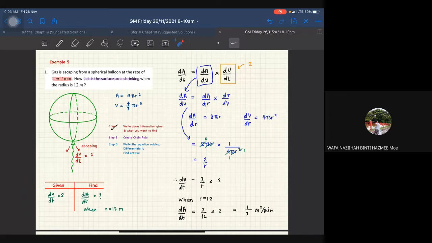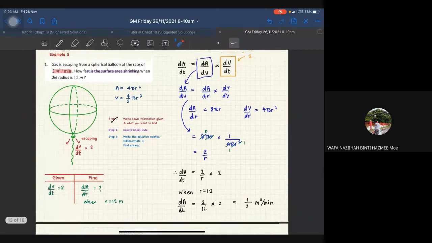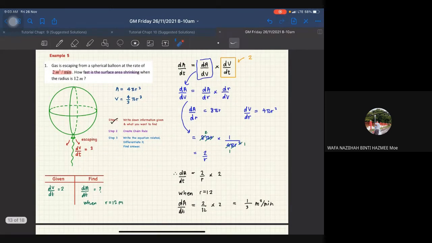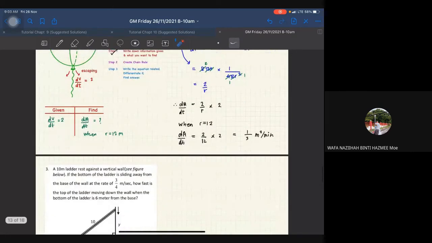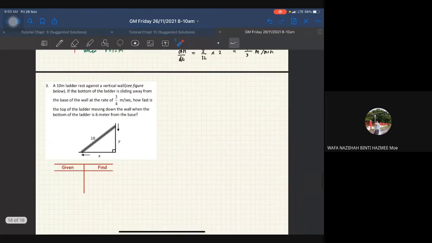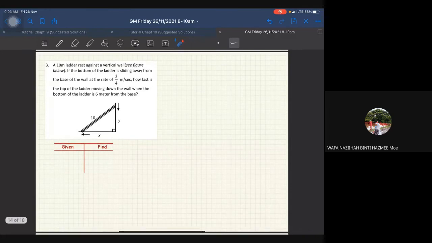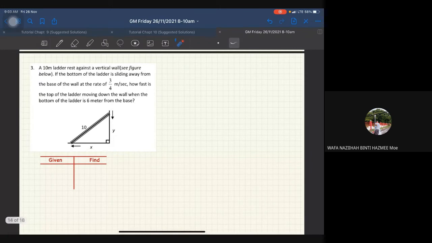A 10 meter ladder rests against a vertical wall. Okay, so take a look at this figure that already given by the question. Okay, and that if the bottom of the ladder is sliding away from the base of the wall. So maksudnya, sekarang ni awak punya tangga, sekejap saya tulis kat sini. Bayangkan yang bawah tu lantai, yang tegak tu adalah dinding. Okay, so ini adalah awak punya tangga. Warna biru ni tangga awak.